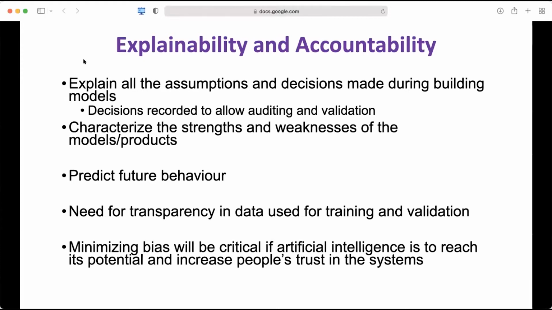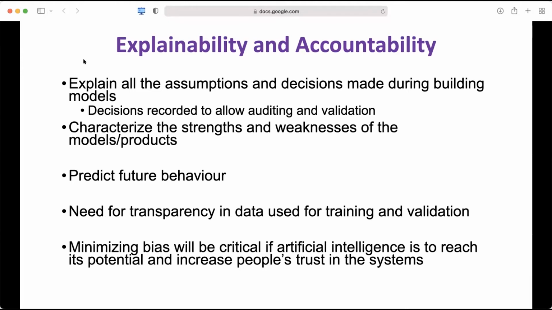And then characterize the strengths and weaknesses of the products that will then help in predicting what you're going to get. And lastly, there is need for transparency in the data used for training and validation of these algorithms and machine learning projects, because if you're using different data sets for training and validation, in a way, sometimes it may cause a problem at some point.